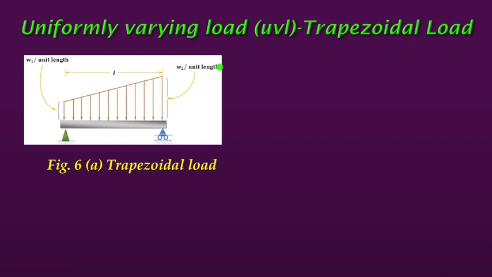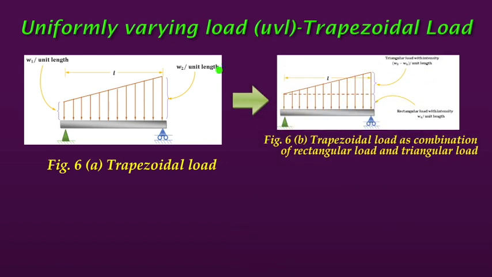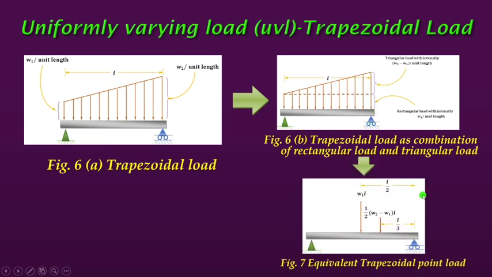This is the variation. Now, to get the corresponding equivalent load, we'll divide this trapezoidal area into two parts. First part is the rectangular part, and then the triangular part. The total trapezoid is the summation of the rectangular part and the triangular part. For the rectangular part, the magnitude is omega 1, so this height is omega 1 per unit length, and this total height is omega 2, so the triangular height is omega 2 minus omega 1. For both these cases, the length is L. Then we get the corresponding equivalent load. Let's consider on the beam this rectangular and triangular load is working separately.